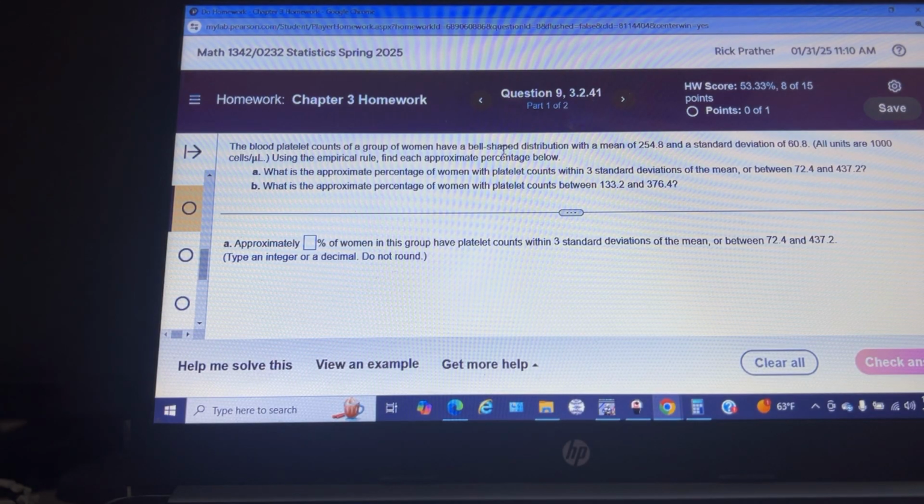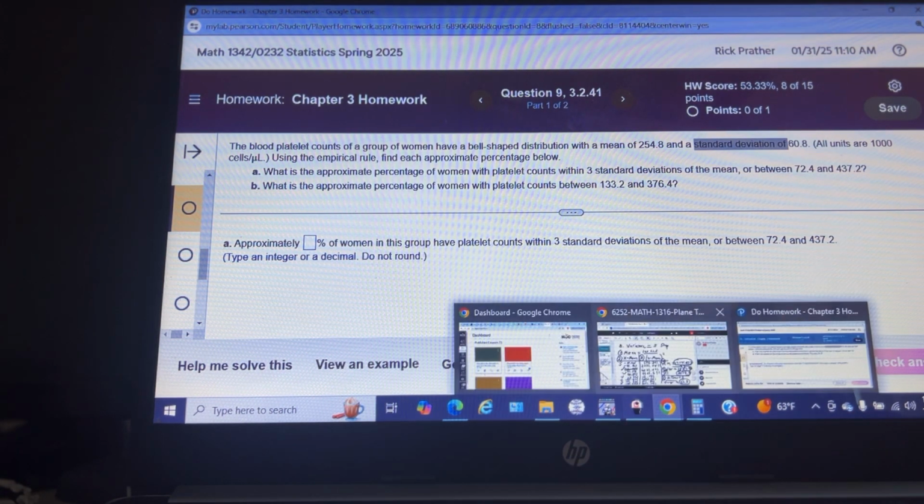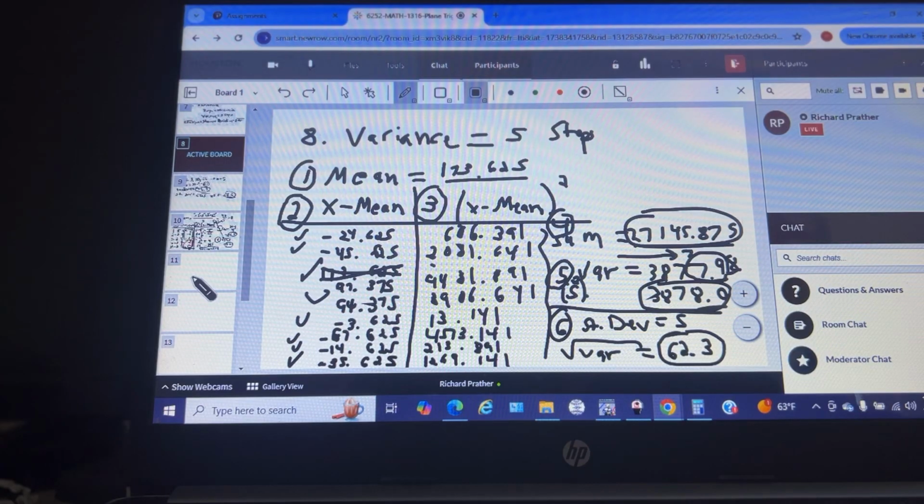Okay, so I'm pretty sure I know what's going on here at the end of section 3.2. When they say it's bell-shaped, there's a distribution of blood counts that are bell-shaped. And they give you a mean in the paragraph, and they give you a standard deviation. So now you're working with both of these ideas. Okay, so let me open up a new board. Number 9.